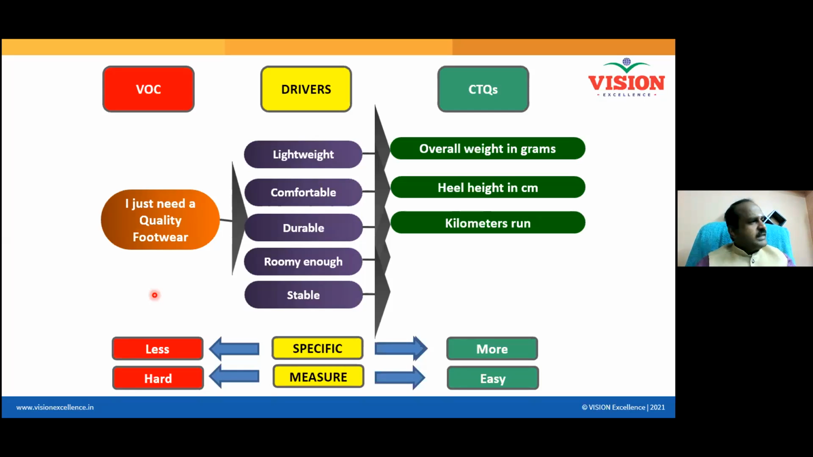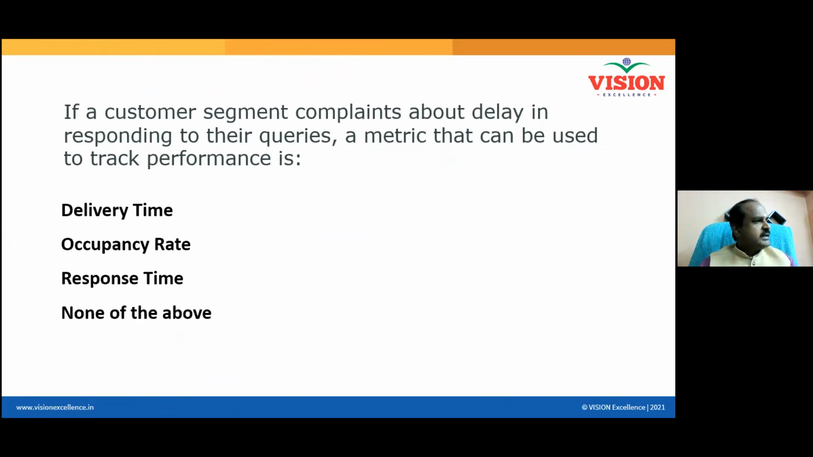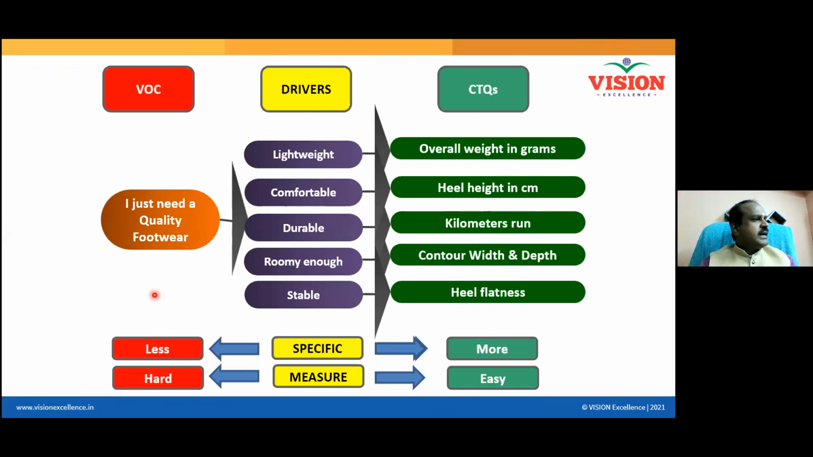The best way. For example, certain shoe manufacturers advertise that you can run 1,000 kilometers using their shoe. That means they are indirectly telling you that you can use it for running up to 1,000 kilometers, and it will function in a proper way. And then roomy enough means the contour width and depth. That will give you an idea about whether you can move the fingers up and down and left and right or not, right? And then stable: the heel flatness. If it is properly flat, then it will definitely ensure stability to me.